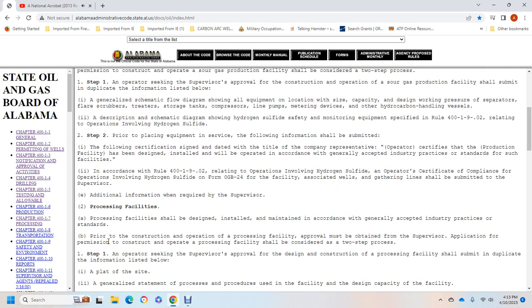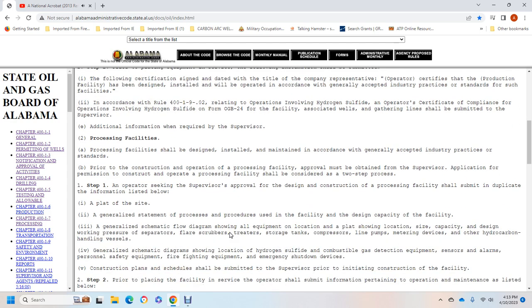The processing facility shall be designed, installed, and maintained in accordance with generally accepted industry practices or standards. Prior to construction or operation of the processing facility, approval must be obtained from the supervisor. Application for permission to construct and operate a processing facility shall be considered in a two-step process. Step 1. An operator seeking the supervisor's approval to design and construct a processing facility shall submit a duplicate copy of the following information. 1. A plat of the site. 2. A general statement of the process and procedure of the facility, with the design capacity of the facility.